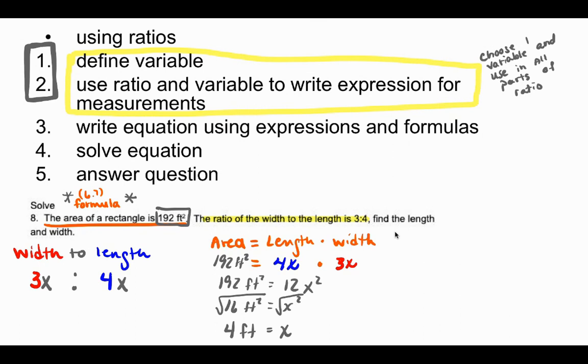Now, this is where a lot of you stop. Be careful to actually answer the final question. Our final question wants to know the actual length, which is 4 times the 4 feet for x to get 16 feet, and the width, which is 3 times the 4 feet for x to get 12 feet. And if you look, 12 feet to 16 feet does simplify to make a 3 to 4 ratio.